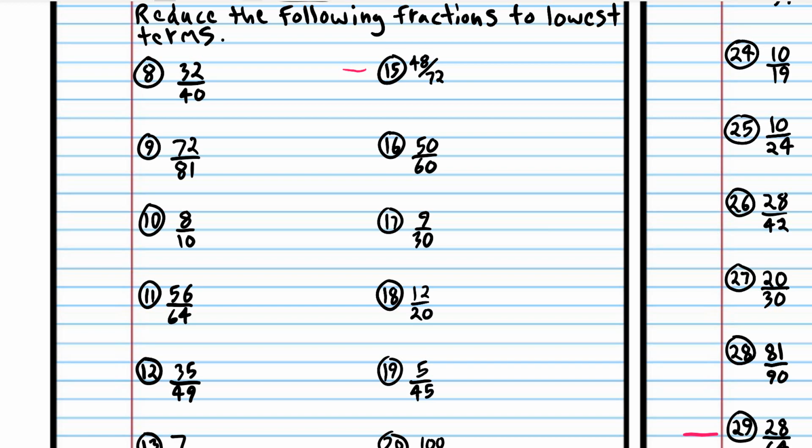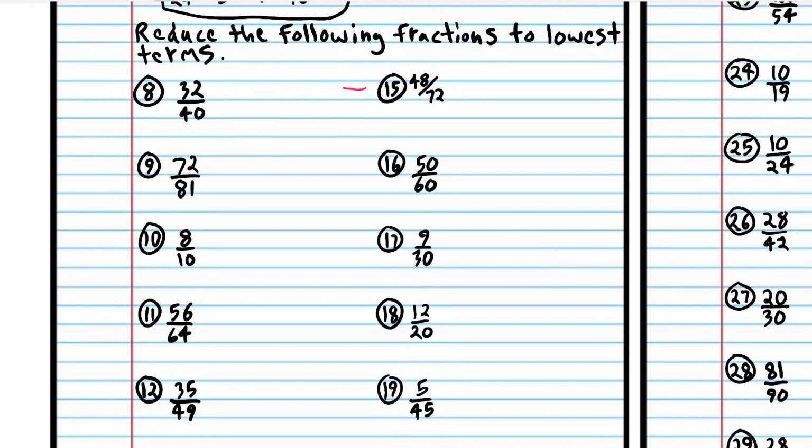So I know my multiplication tables, or my multiplication facts, so I know that if I divide 32 by 8 and 40 by 8, then I get 4 over 5.